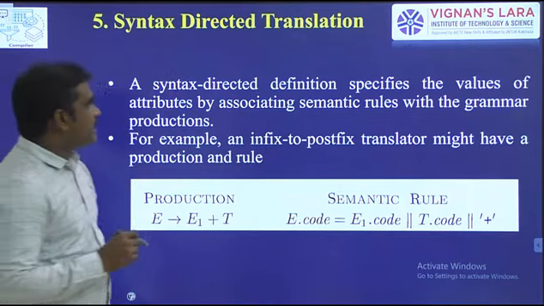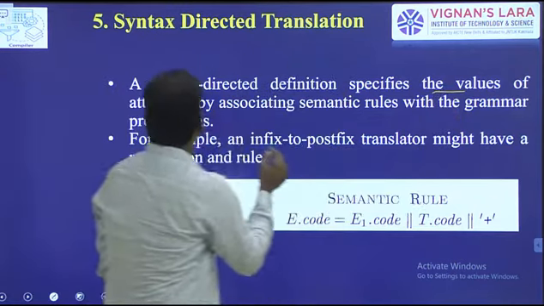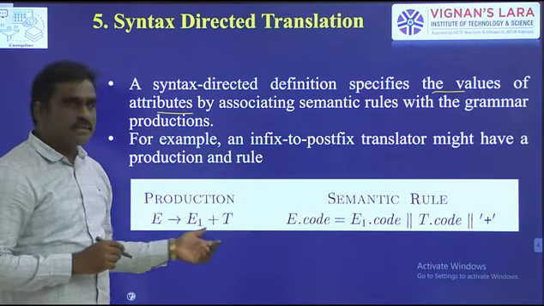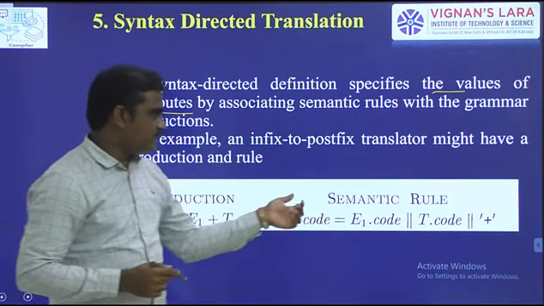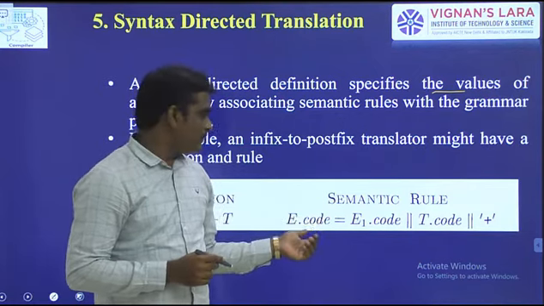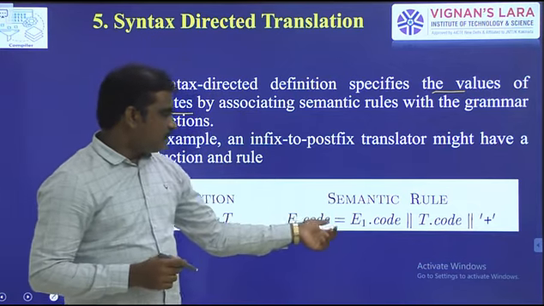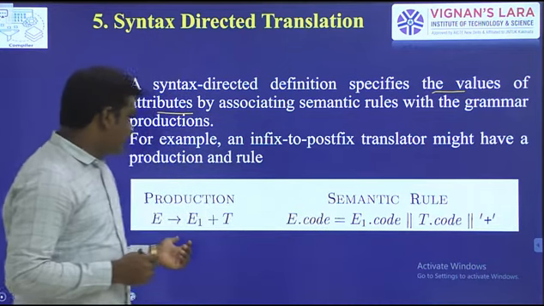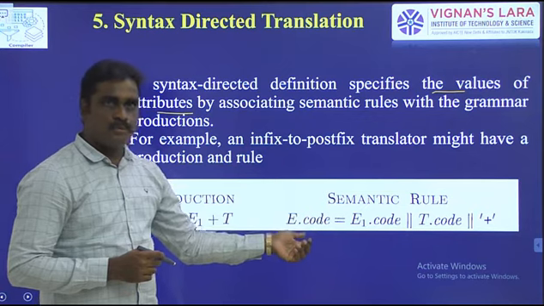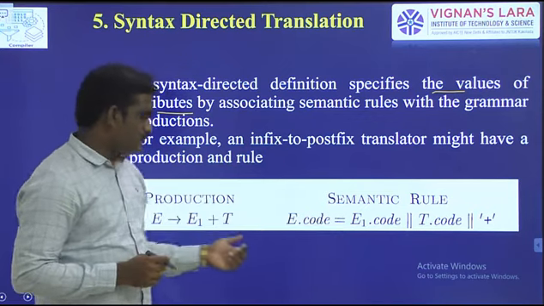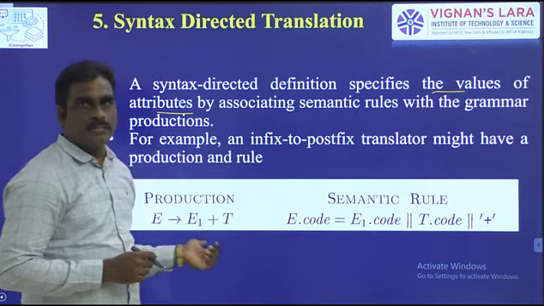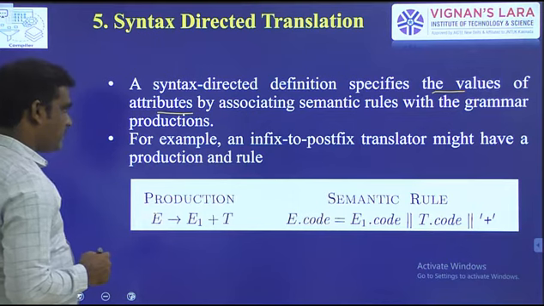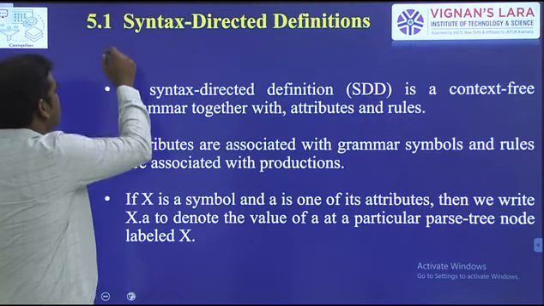The SDD specifies the values of the attributes by associating rules. So each and every symbol has some value. This one we can call a semantic rule. In this case, code is an attribute. You can represent it like this: E dot code equals E1 dot code, T dot code, and then plus. Here we have to perform the concatenation. Now we will see the definition.